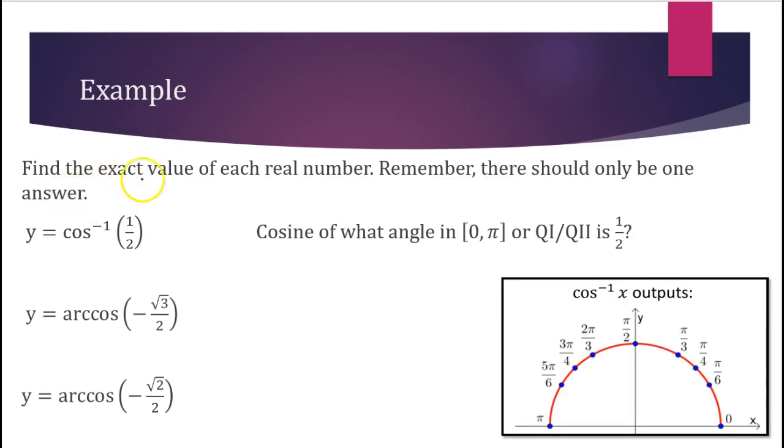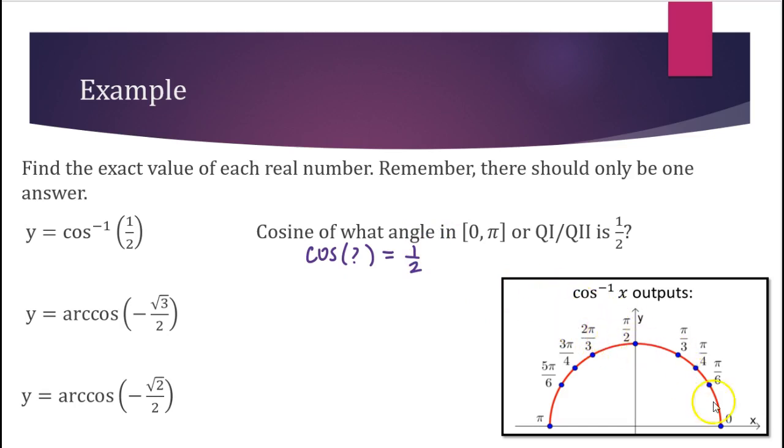All right, in this first example, we want to find the exact value of each real number. And remember, there should be only one answer. So in this first example, y is equal to cosine inverse of 1/2. Here's what we want to be thinking about: cosine of what angle in the interval from 0 to pi, or in quadrants 1 and 2, is 1/2? So cosine of what angle is equal to 1/2?